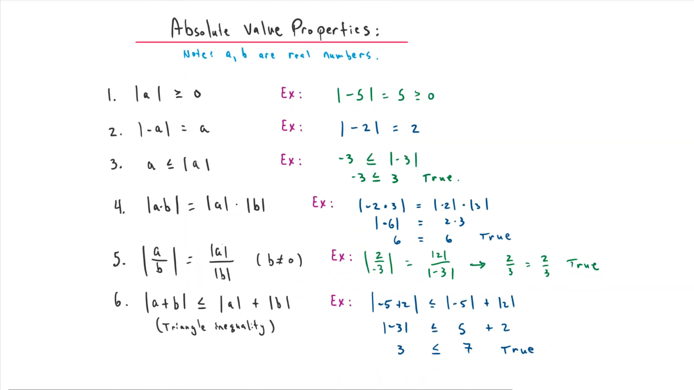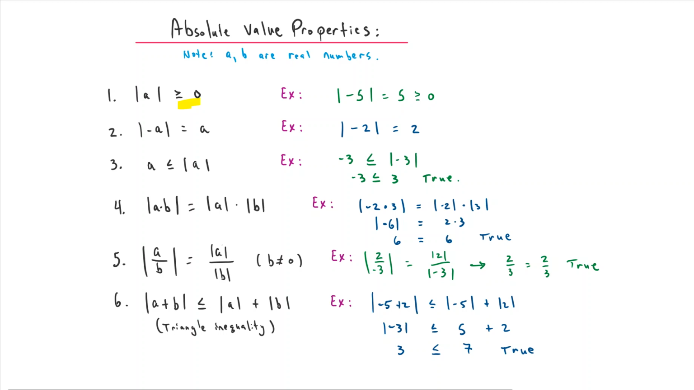Let's talk about some properties of absolute values. So a and b are real numbers, and in number 5, b can equal 0, but we'll get there in a second. So the first property of absolute values is that the absolute value of a number is always positive or equal to 0. And you might think that's arbitrary, like why do they have that? Where does it come from?